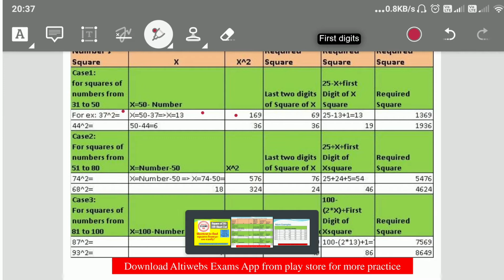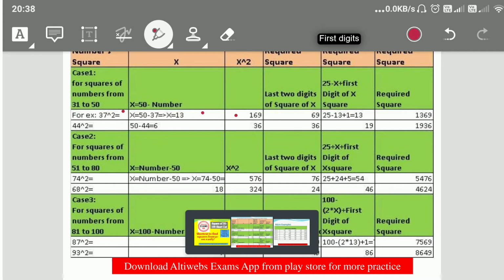Okay friends, I want to tell you one thing. Before you go on to find the squares of higher numbers, it is very important that you memorize all the squares up to 30. Without memorizing the squares up to 30, you cannot go beyond it. So it is very important that you know all the squares till 30 by heart.